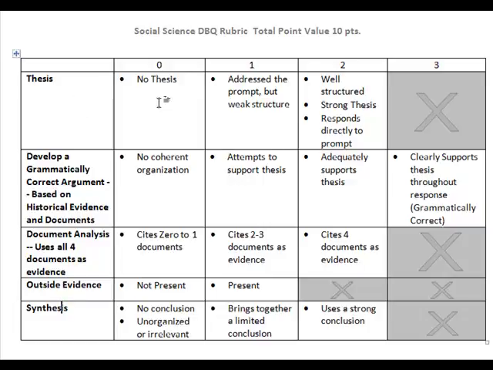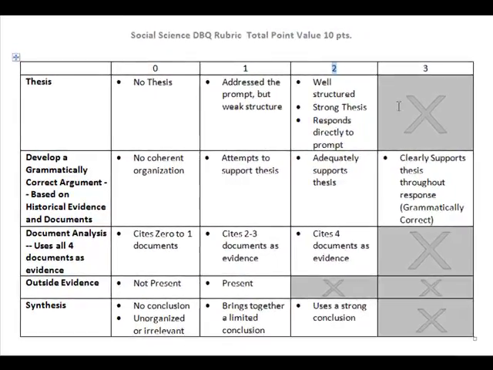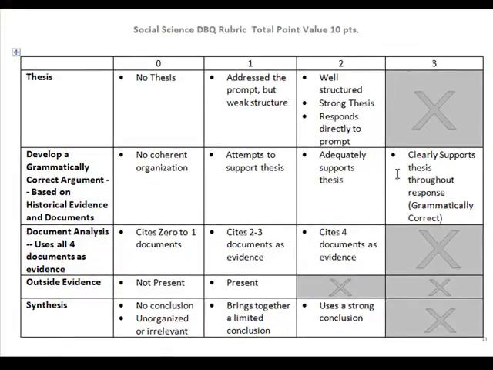You notice under thesis, there's 2 points possible here, and there's no third point because that's why it's xed out and it's shaded out right here. If you guys notice also on the second category here, there's only 3 points available. And on the next category, there are 2 points available, but on the outside evidence, there's only 1 point available. Either you have it or you don't. Okay? And then the last one, there's also 2 points possible. So depending on how well you write each portion, that's based on your points.